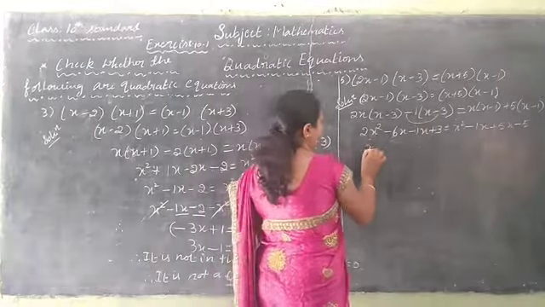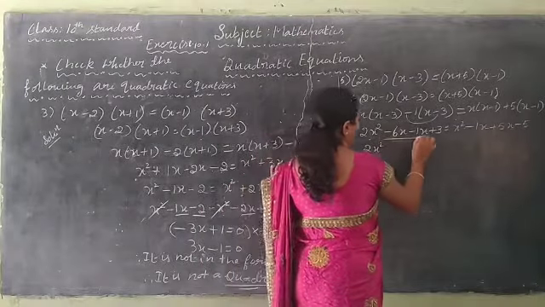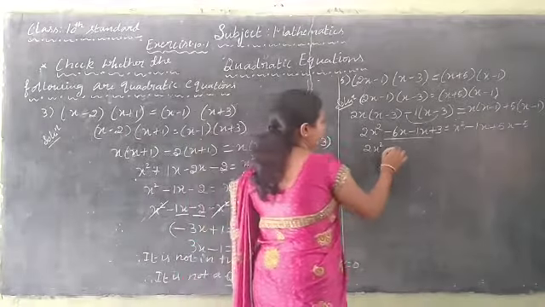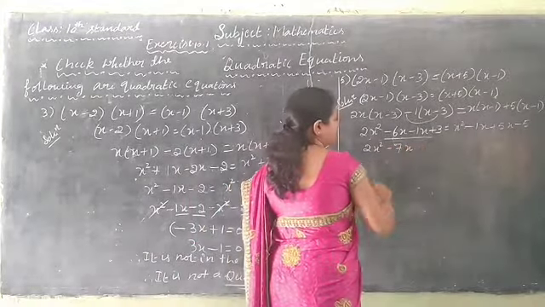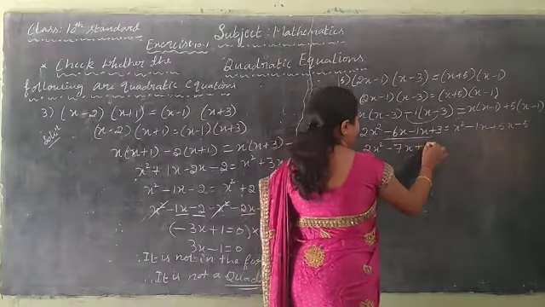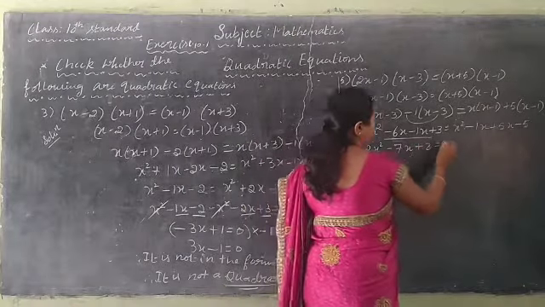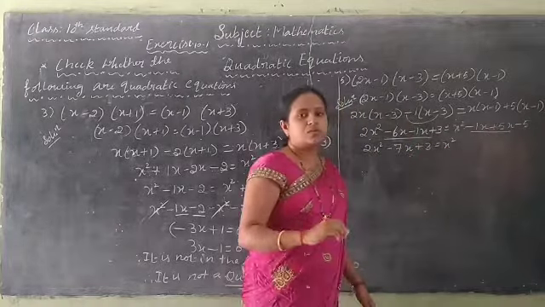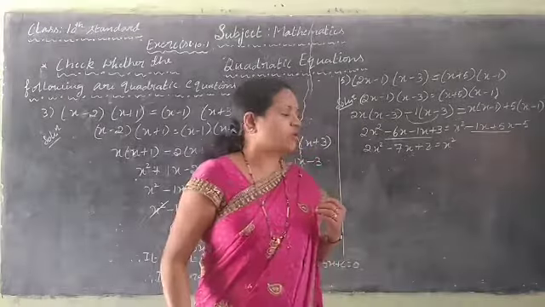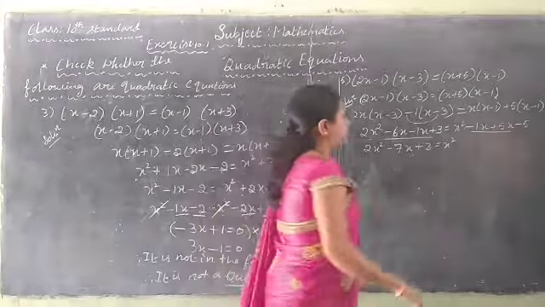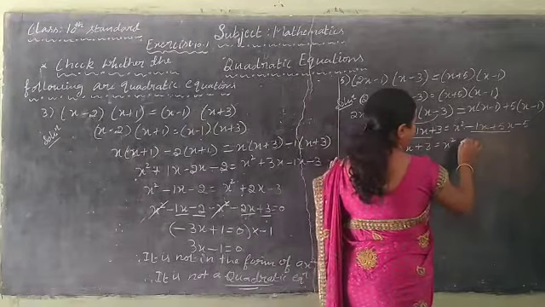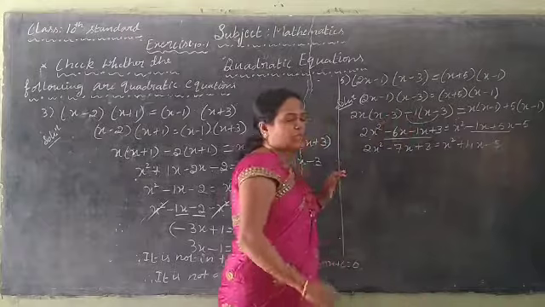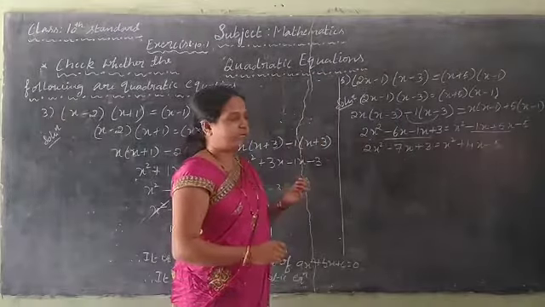Now, 2x square, add minus 6x and minus 1x, children, you are going to get minus 7x, right? Plus 3. Now, x square minus 1x and plus 5x. So, from 5x subtract 1x, children, what do you get? Yes, you are going to get 4x. 5 minus 1 is 4. 4x minus 5. Right. Now, transfer right hand side to left hand side.